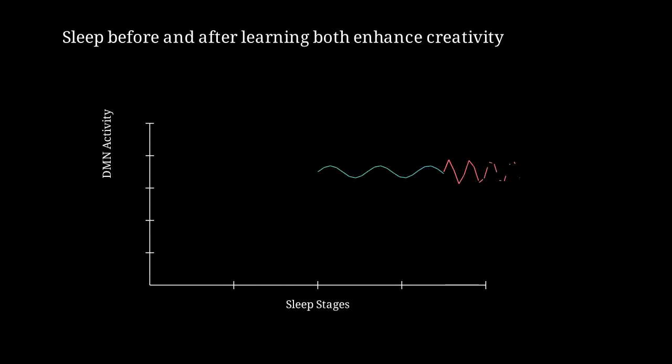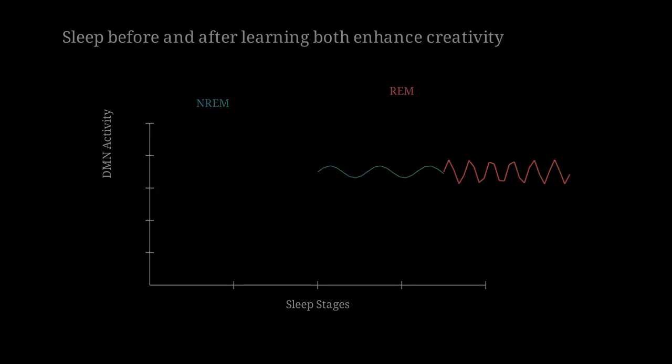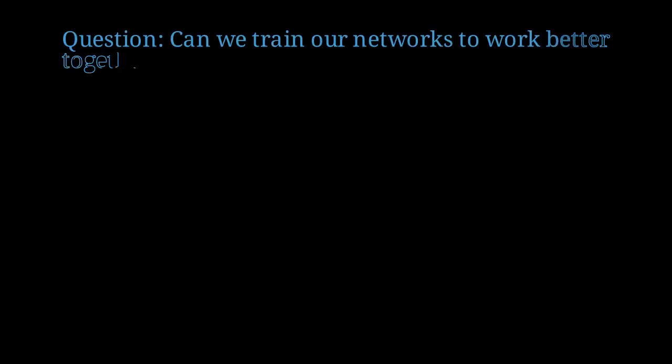This graph shows default mode network activity across sleep stages. During non-REM sleep in blue, activity is relatively quiet. During REM sleep in red, default mode network activity surges, creating the neural conditions for creative associations. This leads to an important question.